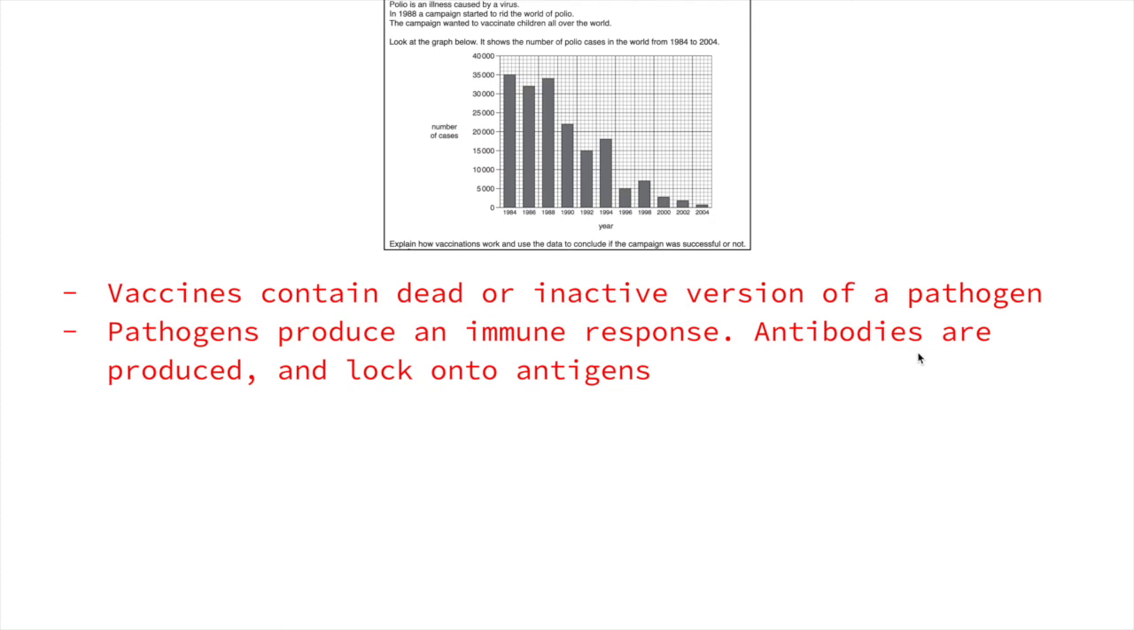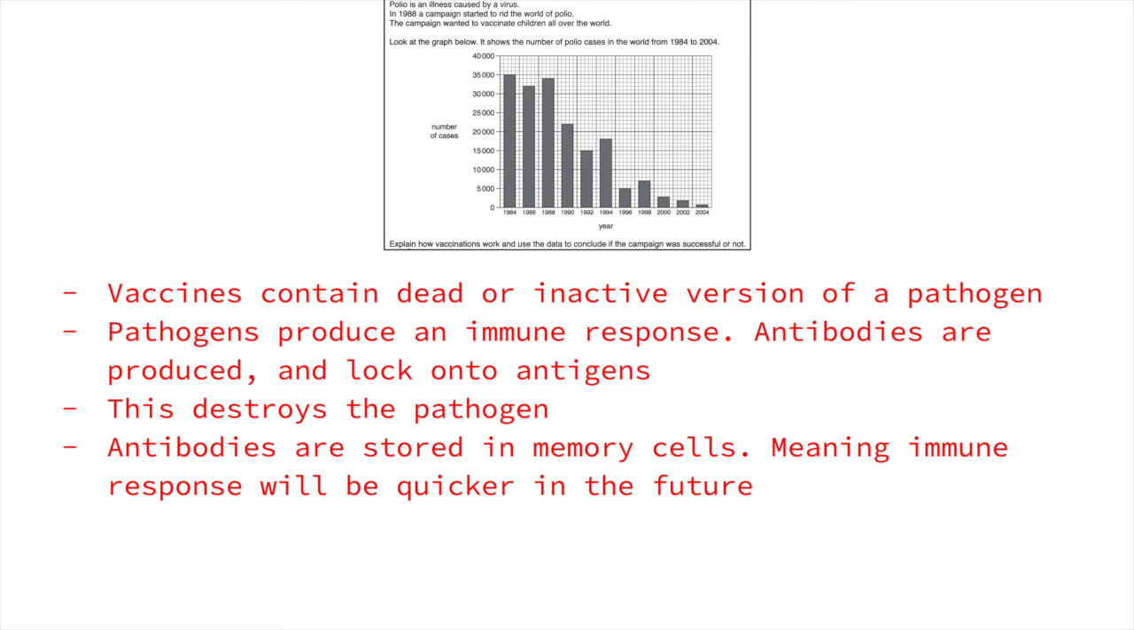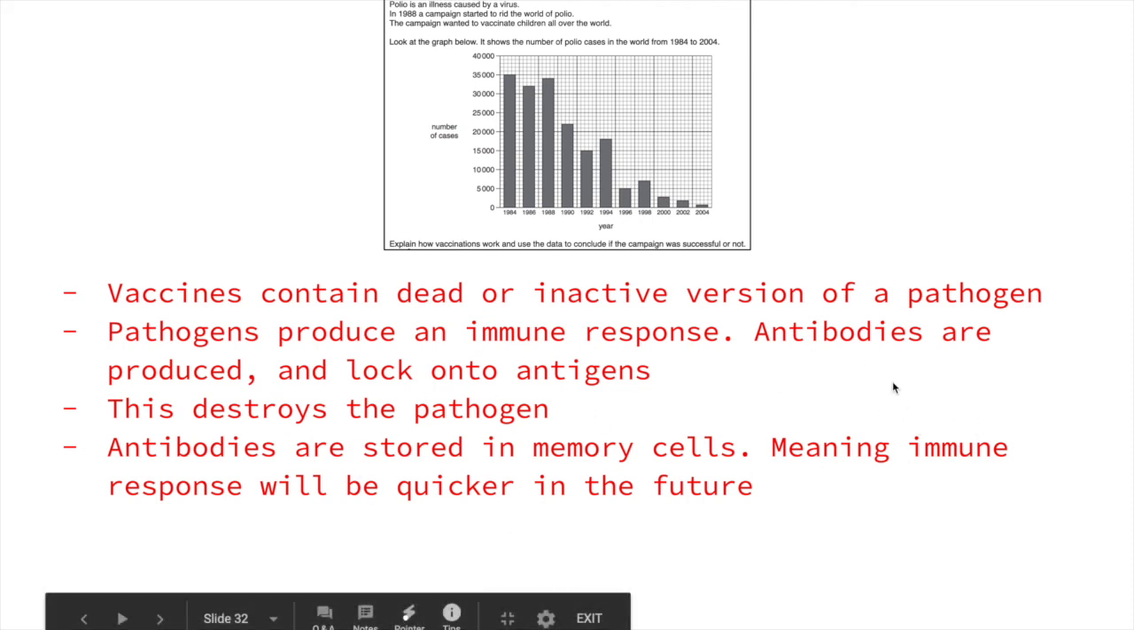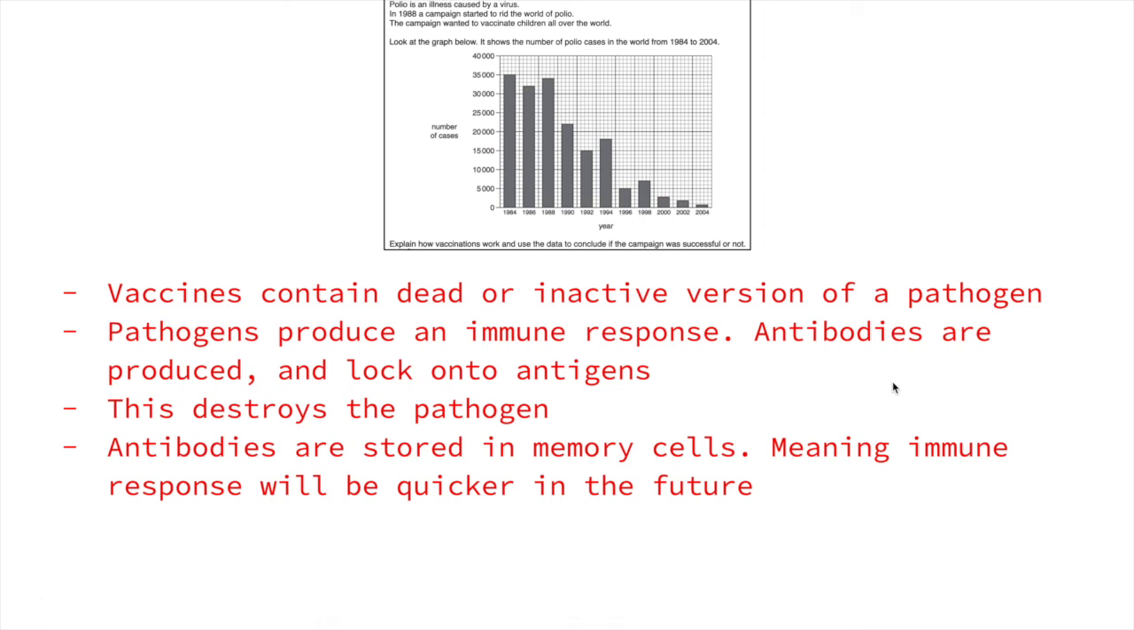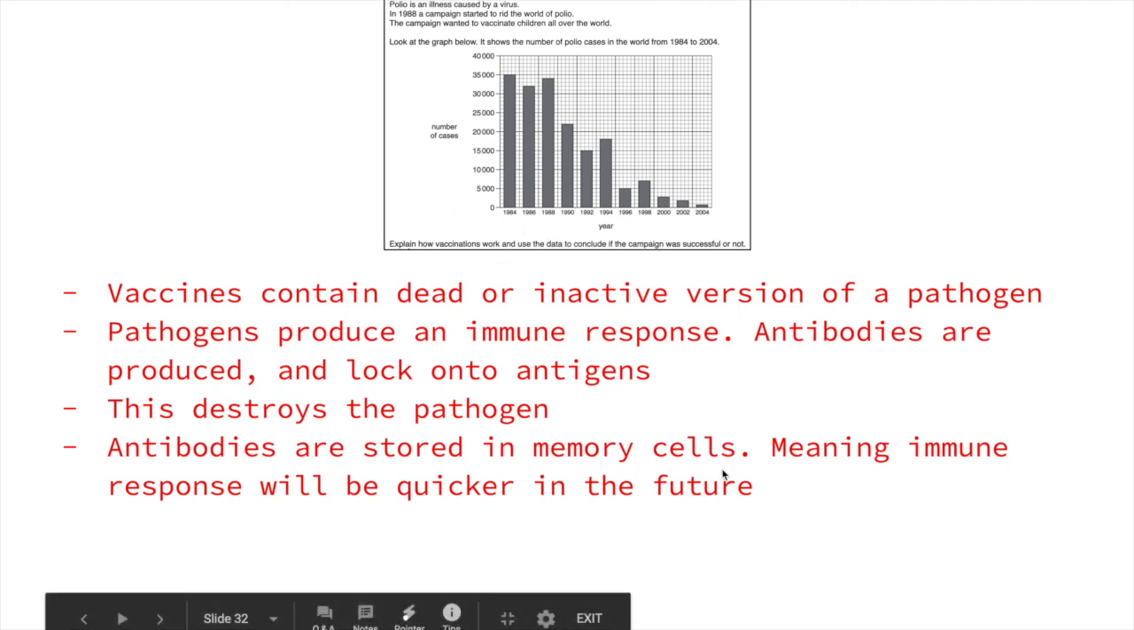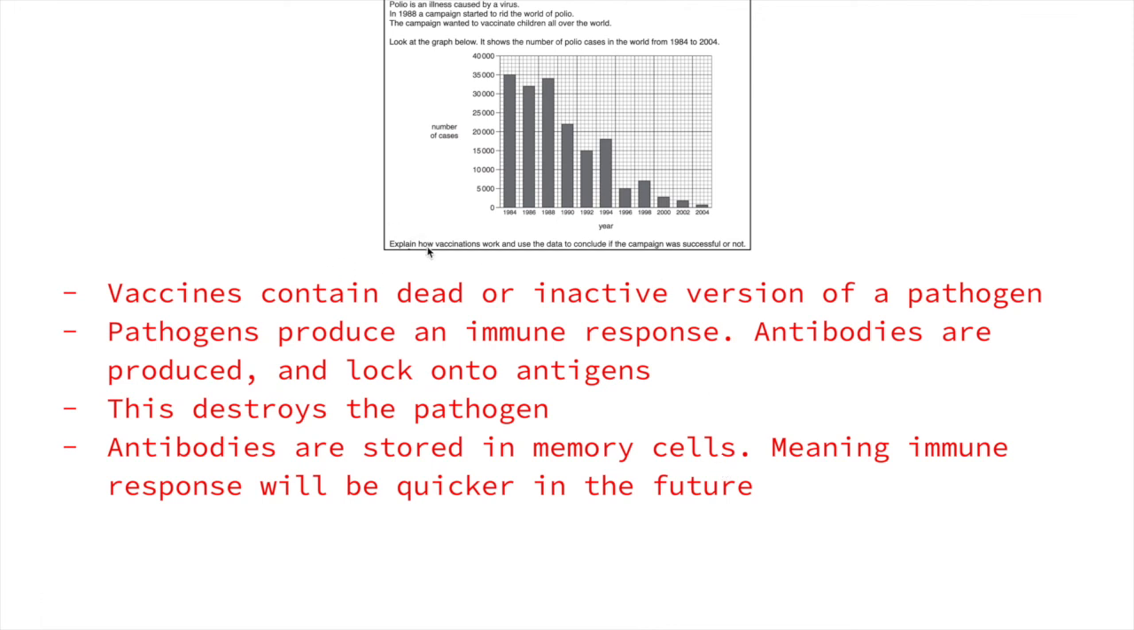Okay, what happens when those antibodies are locked onto the antigens? They kill your pathogens. But that's not all. They're stored in memory cells. This is the key bit. You're showing that you've got an immune system to it now. You're immune to it because those antibodies are stored. So these 4 bullet points are really nice and effectively explaining how vaccines work. And you'll have shown I'm a top student, I really understand all the keywords, give me lots of marks.